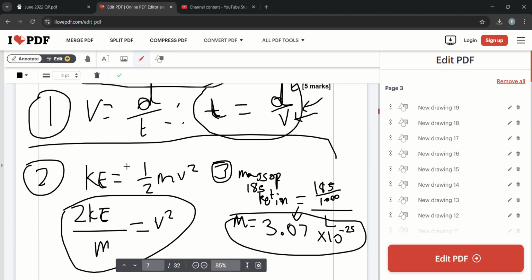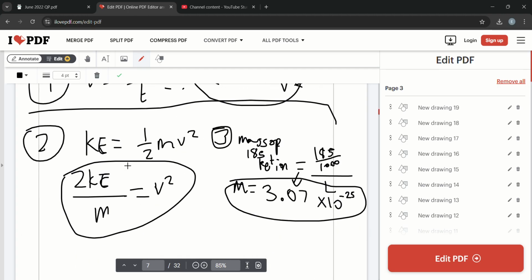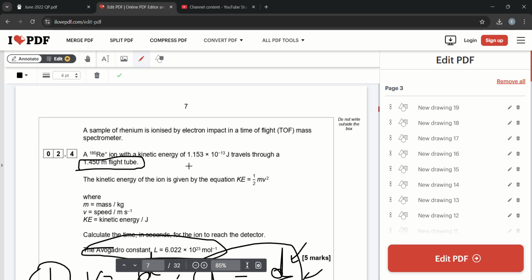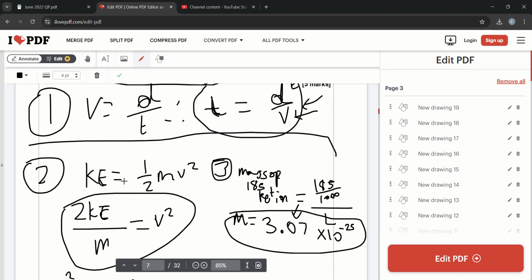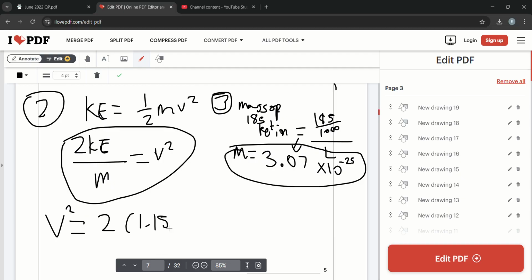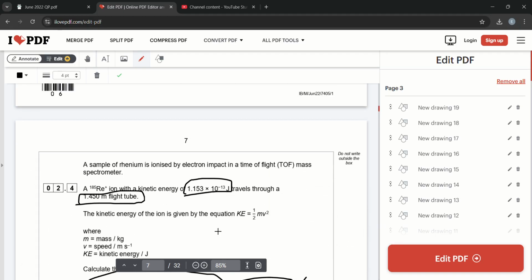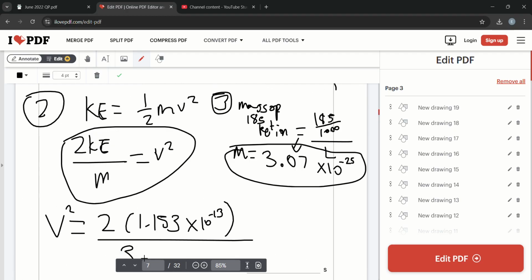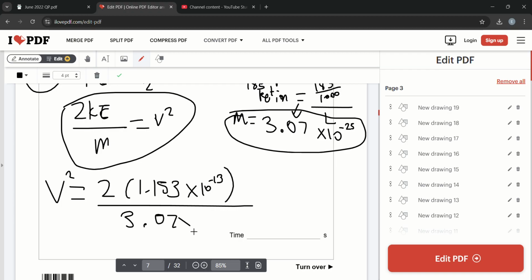Now we can quite easily find the velocity squared. So velocity squared is equal to 2 times the kinetic energy of 1.153 times by 10 to the power minus 13, all over the mass, which is 3.07 times by 10 to the power minus 25, what we just worked out.